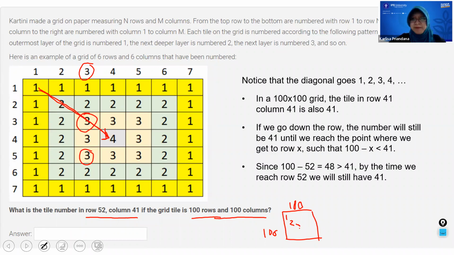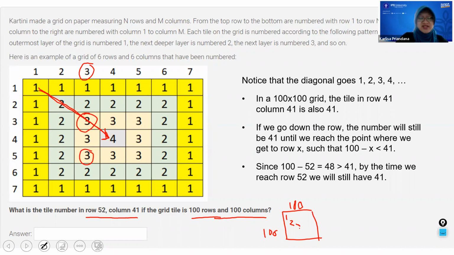So this is the same, yeah. The tile in row 41, column 41 is also 41. This is quite clear already, yeah, because it's the diagonal, right? And then if we go down the row, the number will still be 41 until we reach the point where we get to row X, such that 100 minus X is less than 41, right?